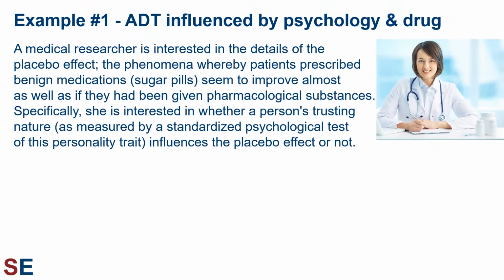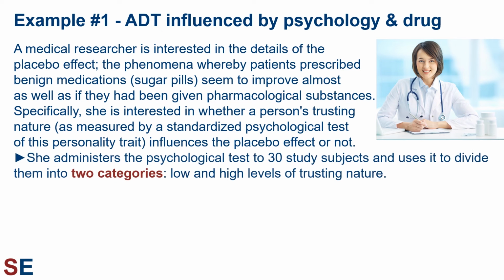For our first example, let's think about a situation in which a medical researcher is interested in the details of the placebo effect, the phenomenon whereby patients prescribed benign medications, sugar pills for example, seem to improve almost as well as if they had been given pharmacologically active substances. Specifically, she's interested in whether a person's trusting nature, as measured by a standardized psychological test of this personality trait, influences the placebo effect or not. She administers the psychological test to 30 study subjects and uses it to divide them into 2 categories, low and high levels of trusting nature.